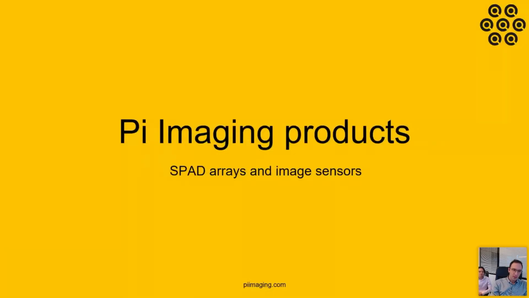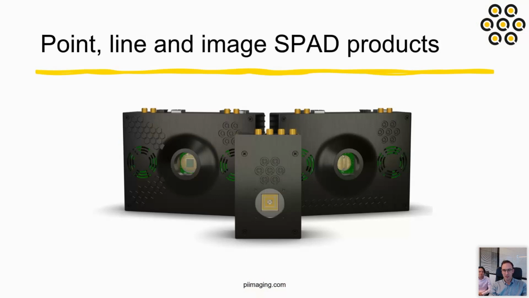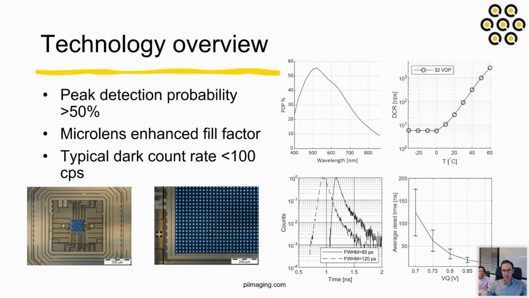Okay, how does this translate to the products that we are offering? We have, as mentioned before, 3 product lines: point, line, and image sensor. Our technology comes with a peak photon detection probability above 50%. All of our products have microlenses on offer. The typical dark count rate is below 100 counts per second, and even smaller for our image sensors.